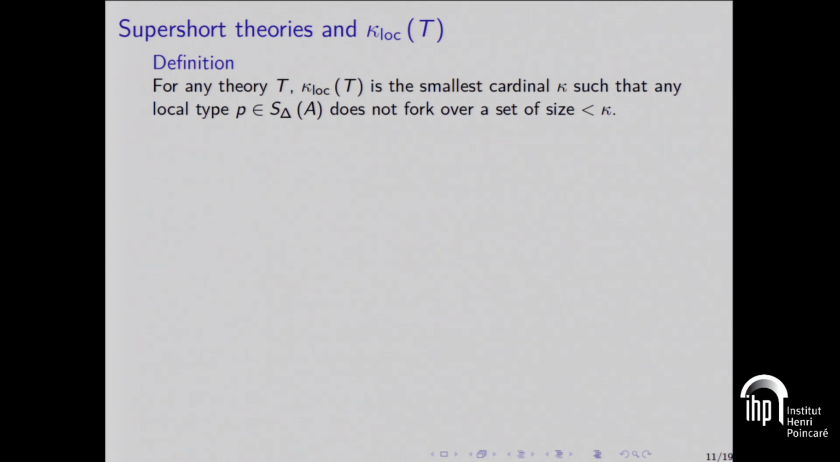Let's define. Remember, there was a definition of kappa of T, which you were maybe familiar with. So kappa log of T is similar, but now we look at local types. Kappa log of T is the smallest cardinal kappa such that any local type doesn't fork over a set of size less than that. Why don't you just work with countable theories all the time? Because I want to be more general. So this is kappa log.